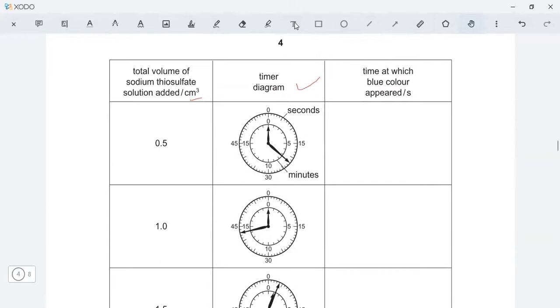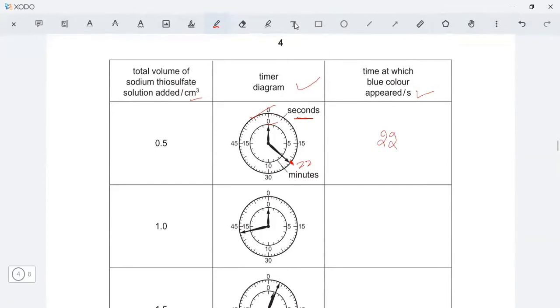locate your timer diagram. The outer circle is meant for seconds and the inner circle is actually for minutes. Clear? But all of the times have to be written in seconds only. Clear? So the first diagram, how many seconds is it clearly saying? This is the second, the outer circle. So it's going to be 22. So here the time is actually 22 seconds.